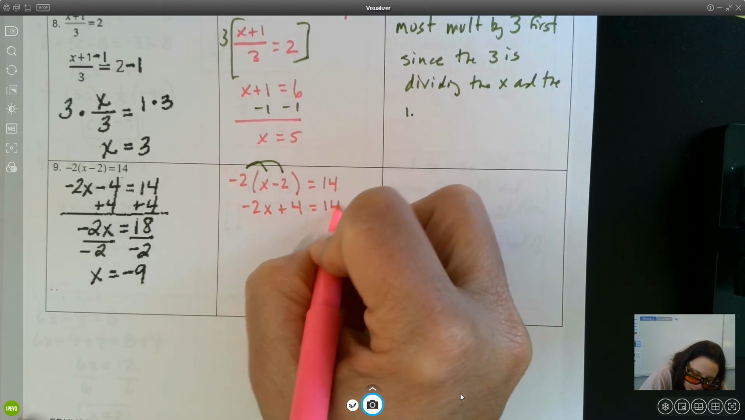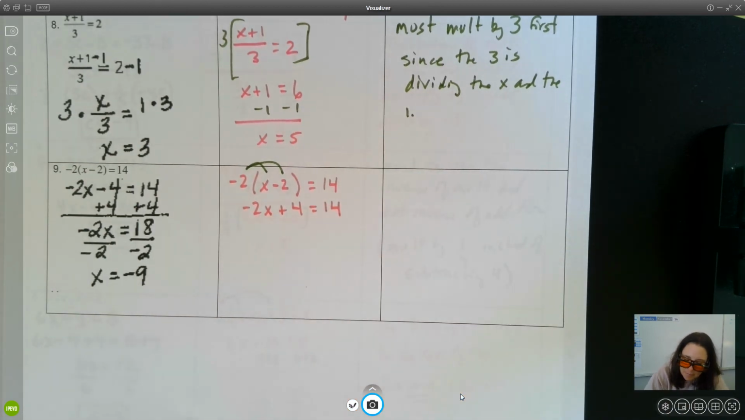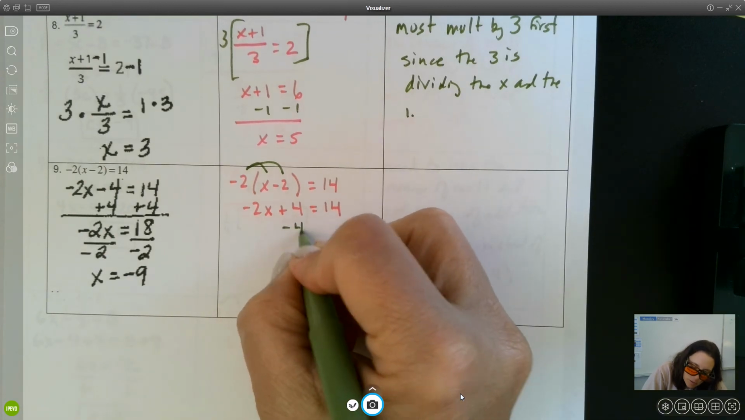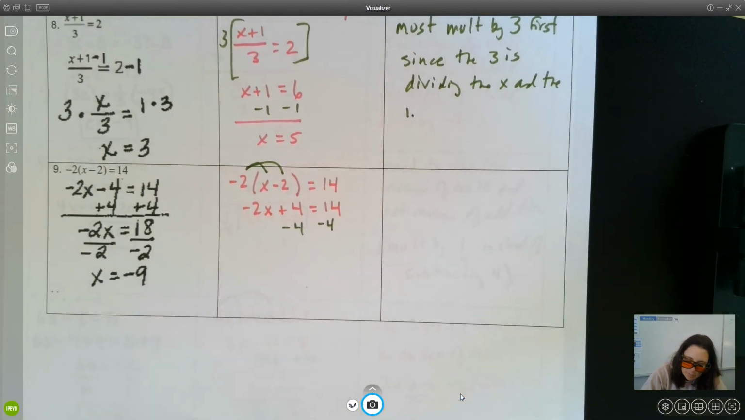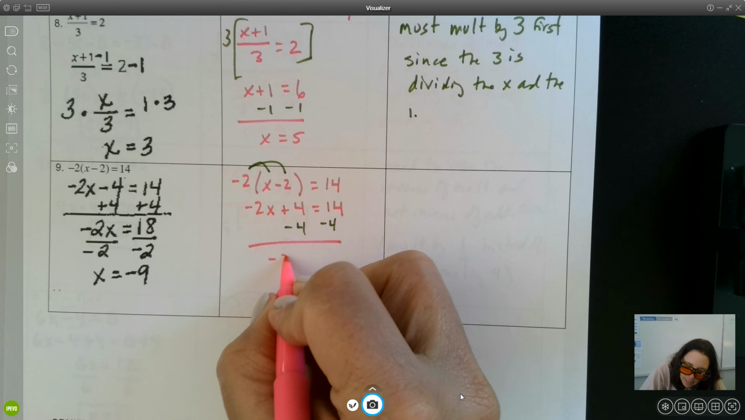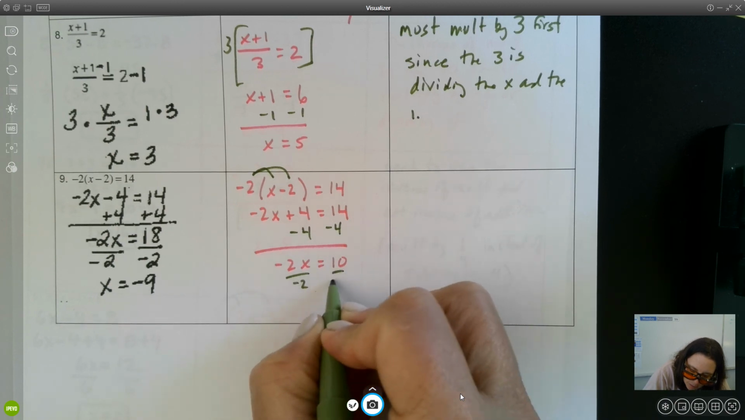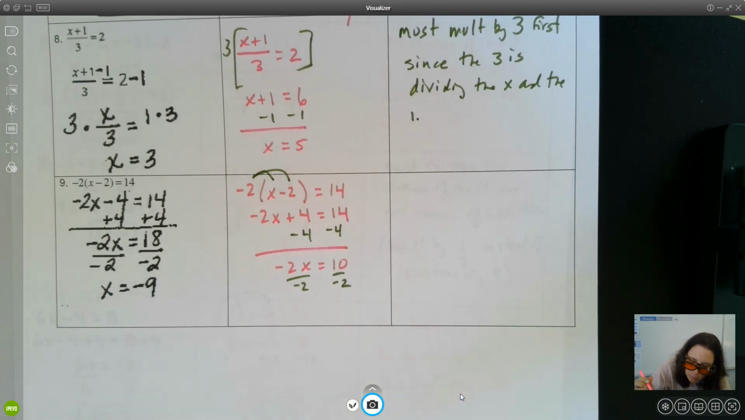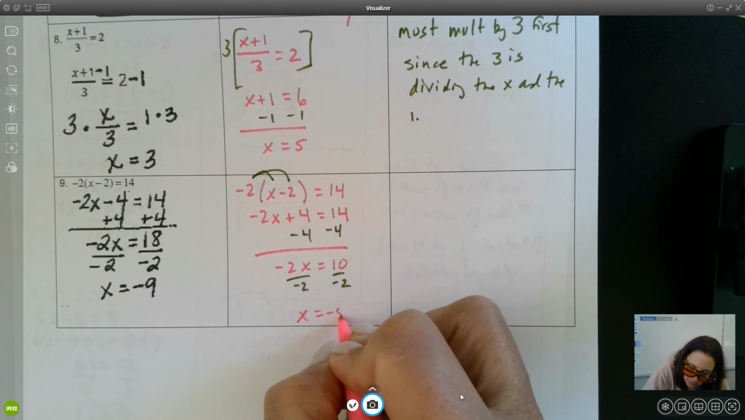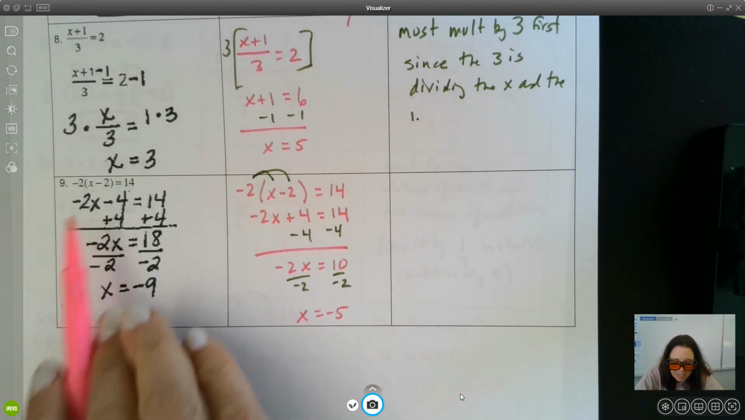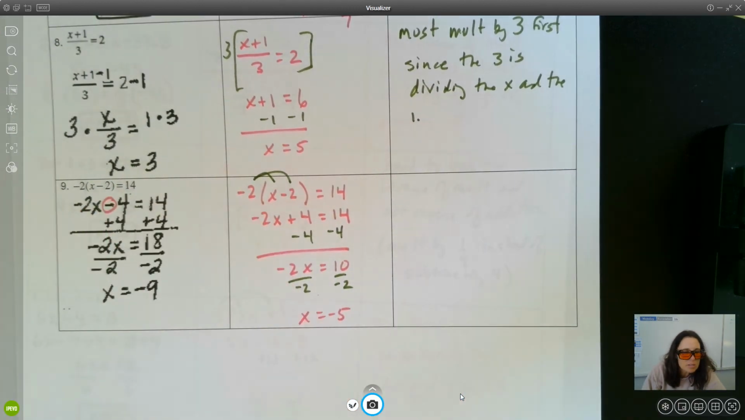That could have been where they made a mistake. Kids do that all the time. Subtract 4 from both sides. Negative 2x equal 10. I'm going to divide by negative 2, and you end up with negative 5. Let's see what happened. This guy right there is the mistake.